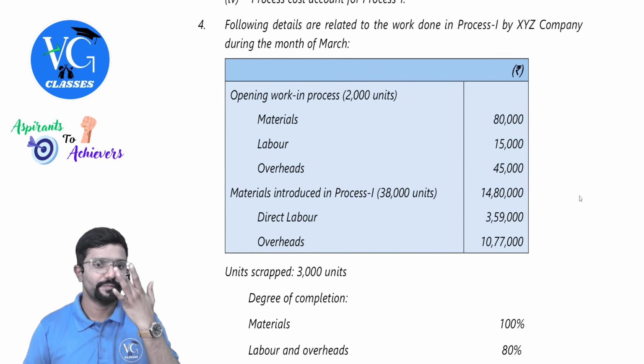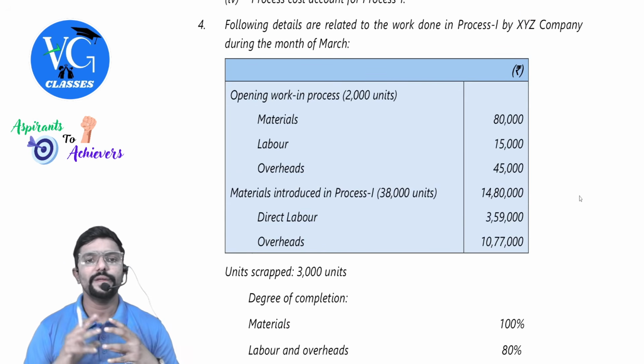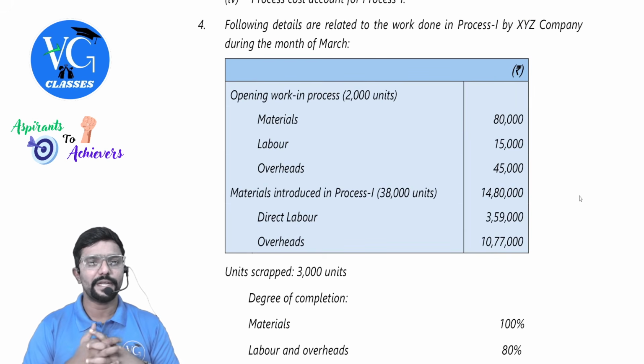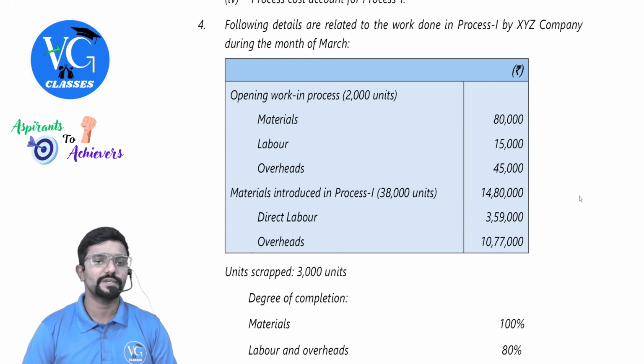Come to question number 4. The following details are related to the work done in Process 1 by XYZ company during the month of March. Opening work in progress 2,000 units. Material, labor and overhead 80,000, 50,000, 15,000, 45,000. That is the cost. Material introduced in the process 38,000 units, 14,80,000. Direct labor 3,59,000. Overheads 10,77,000.